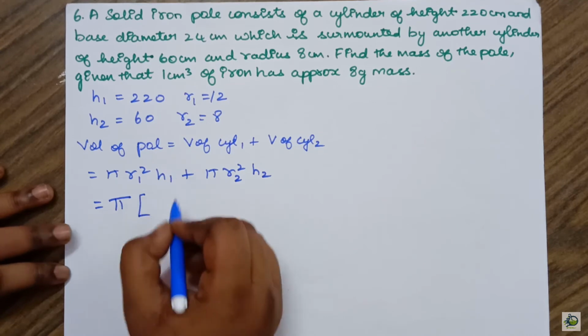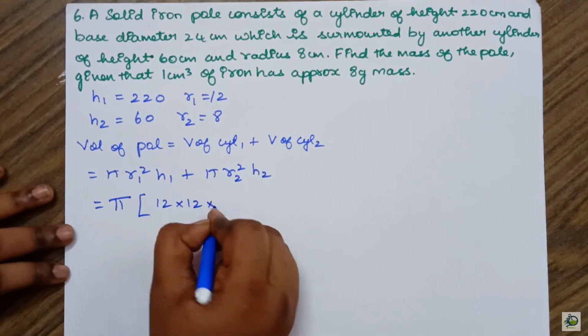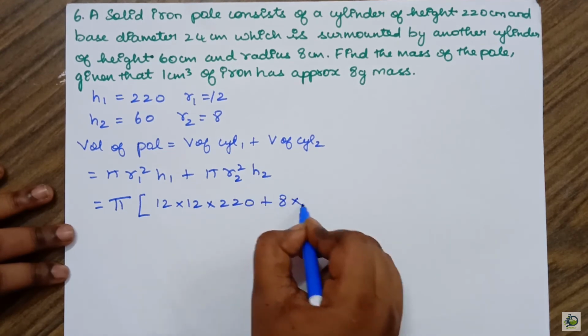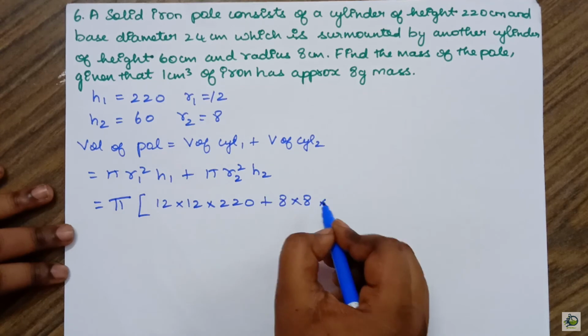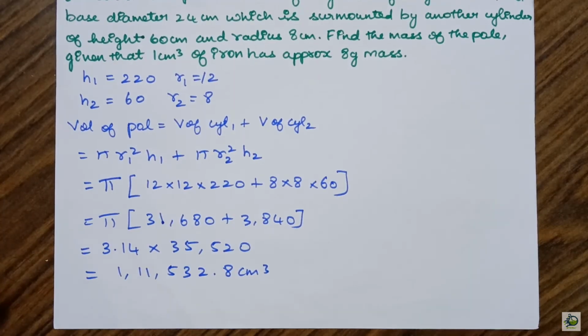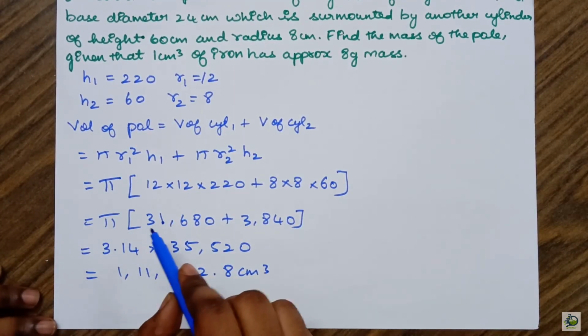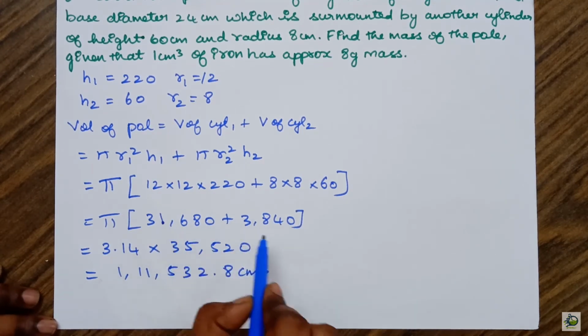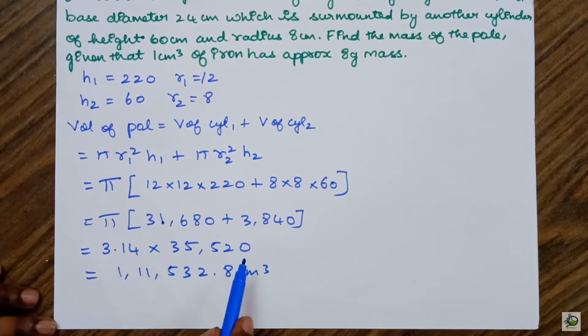So R1 square is nothing but 12 into 12, into H1 which is 220, plus here R2 is 8 into 8 into H2 which is 60. So when I multiply, I will get pi into 31,680 plus 3,840. So when I add this, I will be getting 35,520. Instead of pi, I can substitute 3.14. So when I multiply, I will be getting 1,11,532.8 centimeter cube.